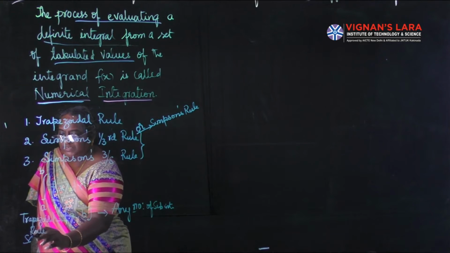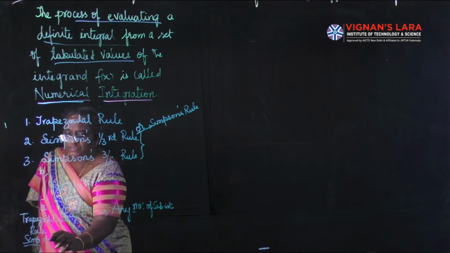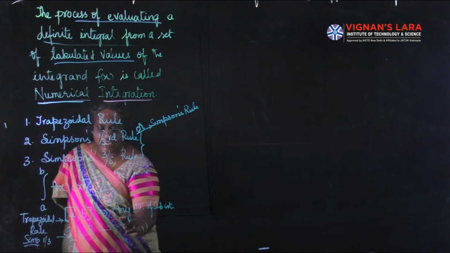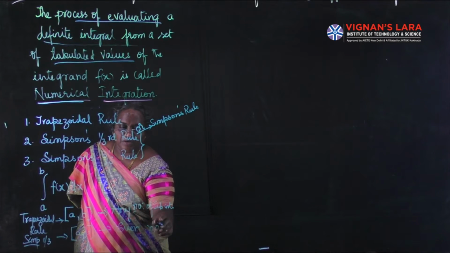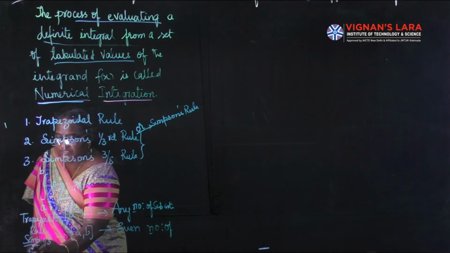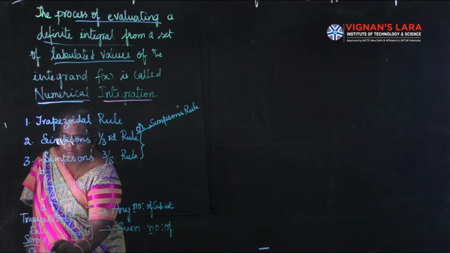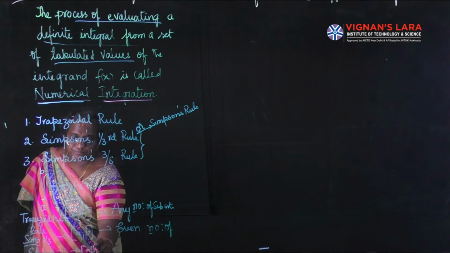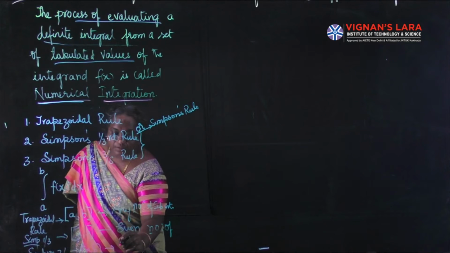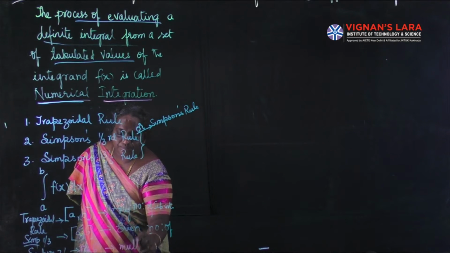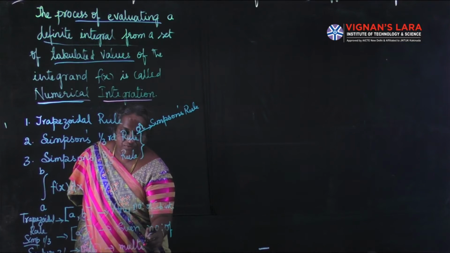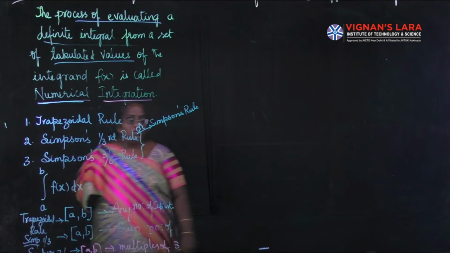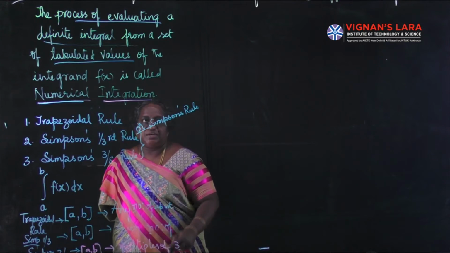For Simpson's one-third rule, the interval should be divided into an even number of subintervals. For Simpson's 3/8 rule, the interval should be divided into multiples of 3. Even means here multiples of 2, and here it is multiples of 3.